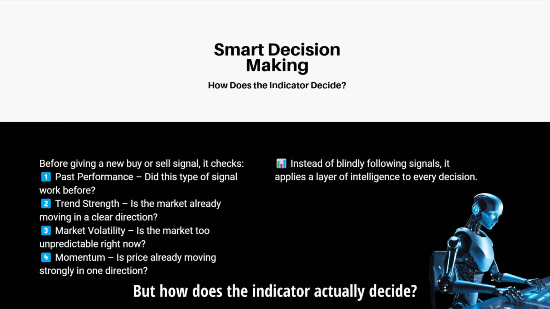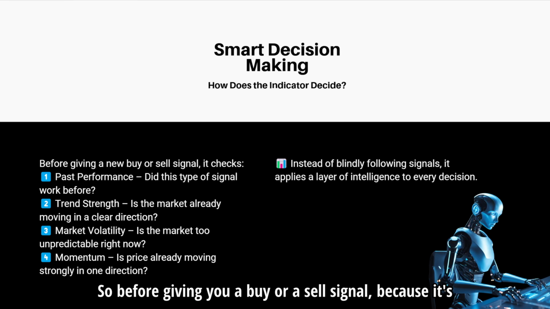But how does the indicator actually decide? So before giving you a buy or a sell signal, because it's not just doing it on specific crossovers or when the line turns from green to red, no.